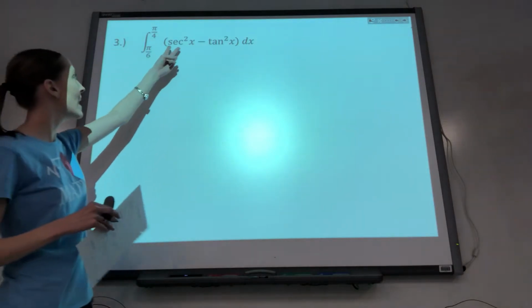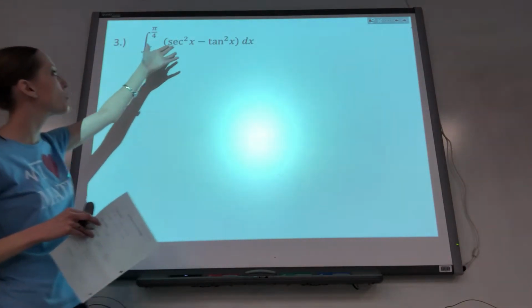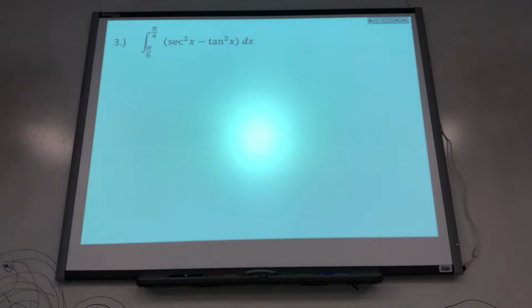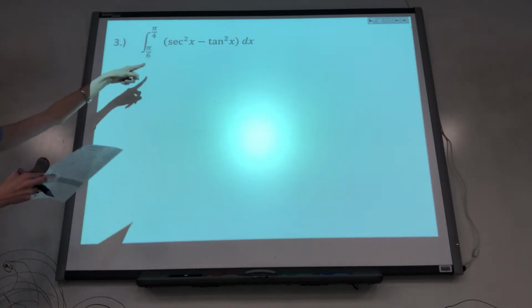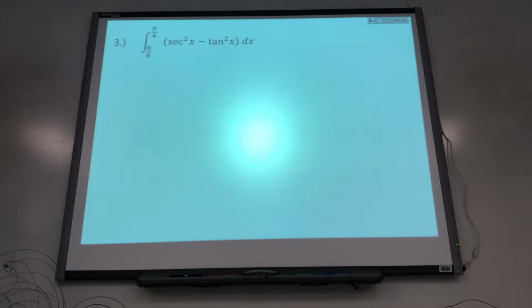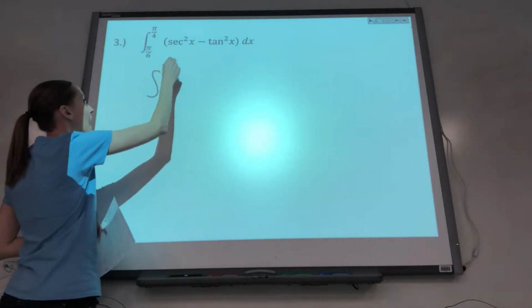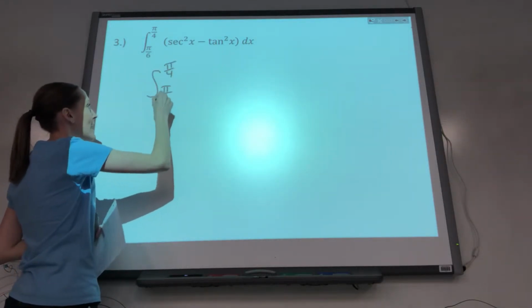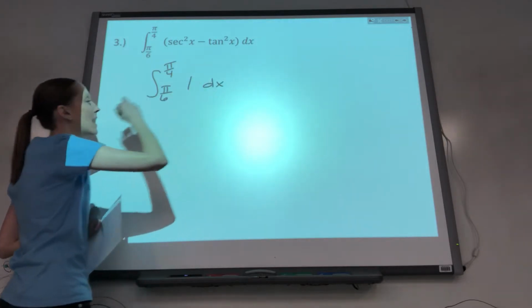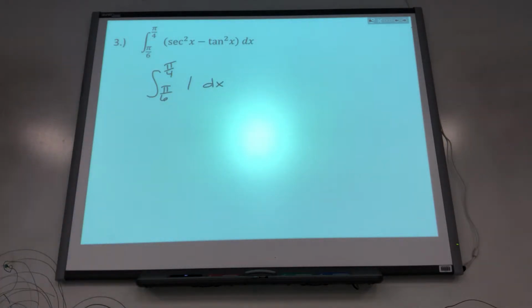My brain, anytime I see trig functions that are squared and I'm trying to rewrite them, my brain goes right to the Pythagorean identities. I'm looking for secant squared minus tangent squared. Anybody see what that is equal to? 1. Now, your answer is not 1. Let's make sure that's clear. The answer is not 1, but that is my integrand now. The only thing I'm integrating is 1.